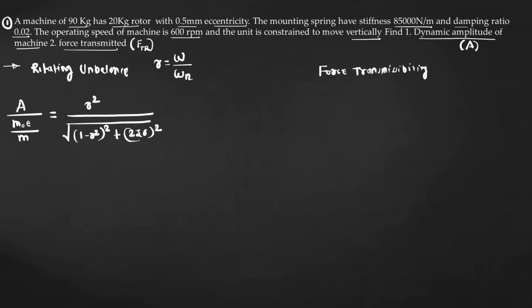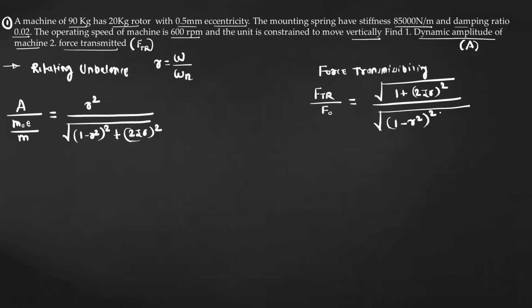And for the force transmissibility, we have the equation FTR upon F0. So this is the force transmitted and this is the exciting force. This is equal to the square root of 1 plus [2 zeta r] square upon the square root of [1 minus r square] whole square plus [2 zeta r] whole square. Okay. So first we will try to find out the amplitude of the machine, that is the dynamic amplitude.